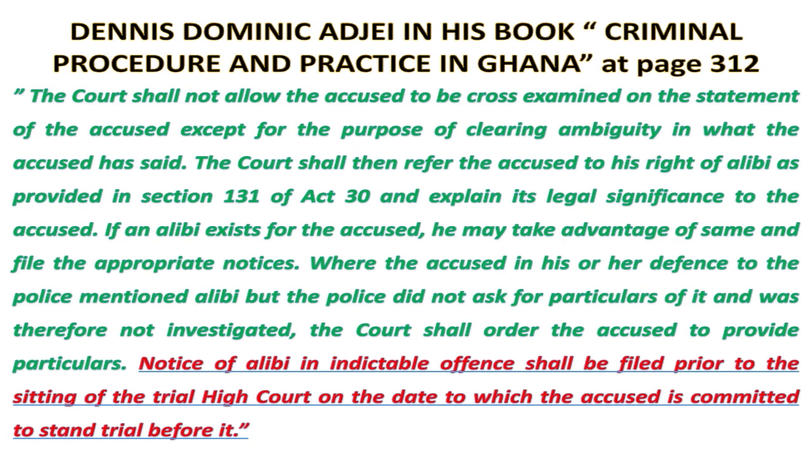The court shall then refer the accused to his right of alibi, as provided in section 131 of Act 30, and explain its legal significance to the accused. If an alibi exists for the accused, he may take advantage of same and file the appropriate notices. When the accused, in his or her defense to the police, mentions alibi, but the police did not ask for particulars of it and it was therefore not investigated, the court shall order the accused to provide particulars. Notice of alibi in an indictable offense shall be filed prior to the sitting of the trial High Court on the date to which the accused is committed to stand trial before it.